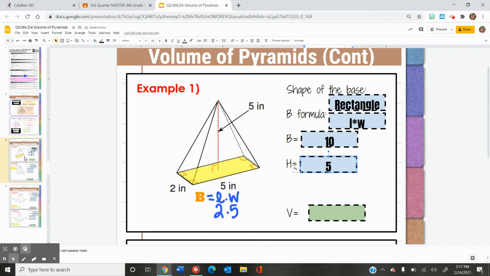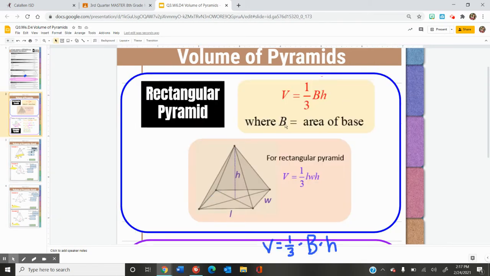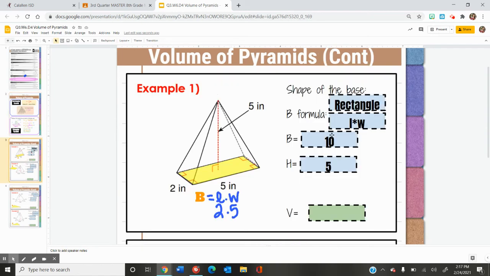So now, again, we learned over here that the formula to find the volume of a rectangular pyramid is 1/3 base times height. Let me go ahead and rewrite that. So volume equals 1/3 area of my base times my height. The area of my base was 10, so I have 1/3 times 10 times my height. Now my height here is 5.